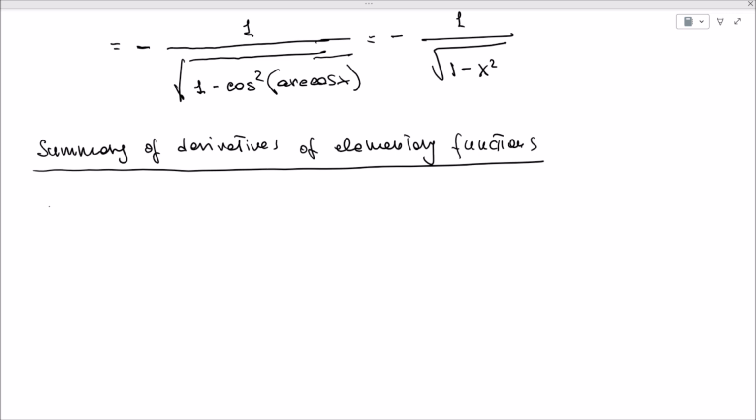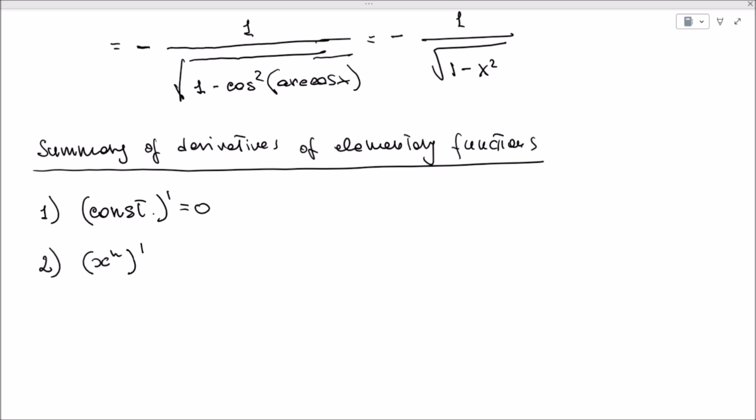So let me start with the first one, the derivative of a constant. What is the derivative of the constant? Well, this can be easily proved to be zero. Just think about what a constant is in terms of a graph, okay? It will be just a horizontal line and the slope is zero, whatever point you pick.